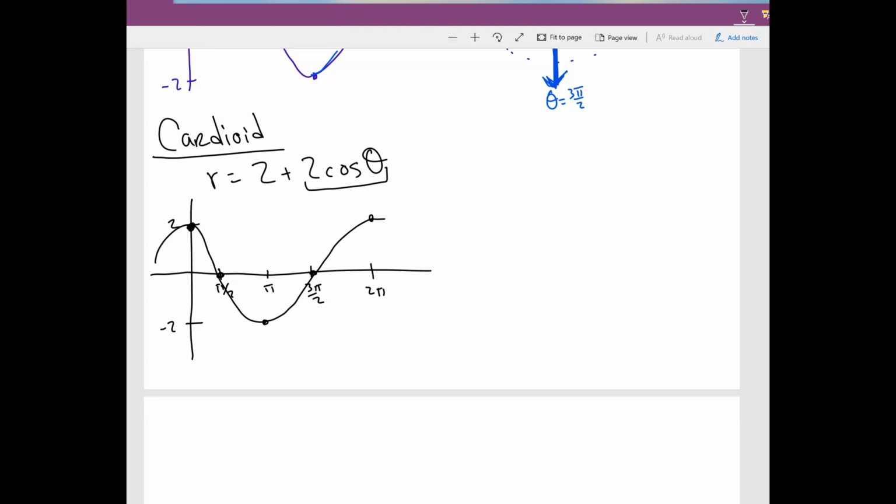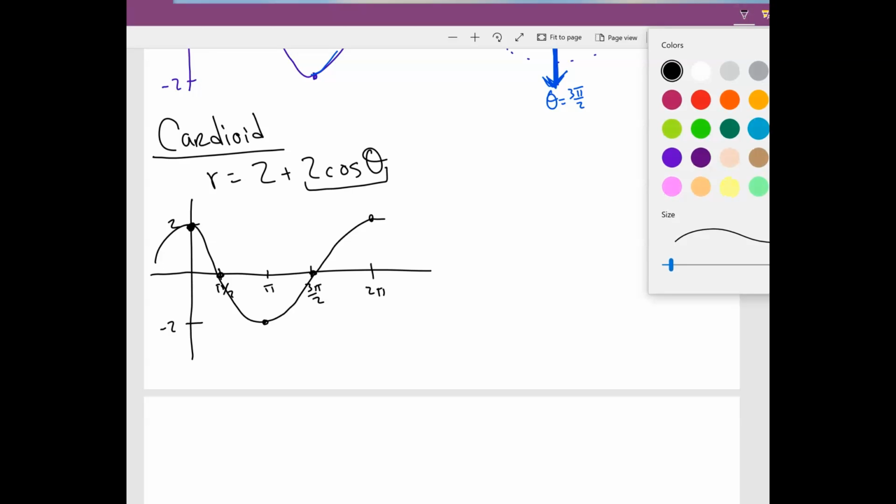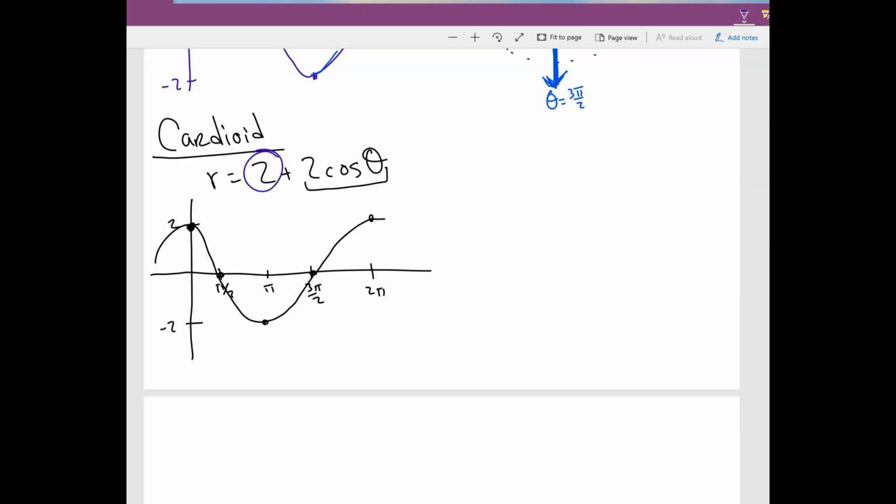Okay, now notice that I'm not done yet because now you have this positive 2. So now what we're going to do is shift the entire graph up 2 units. So everything's going to have a plus 2. So now my graph is going to look like this. So everything's going to go up by 2 units.